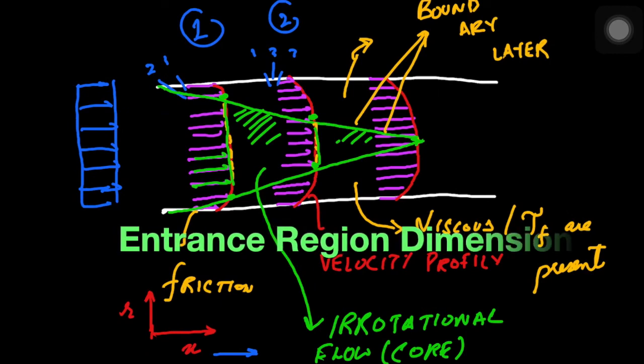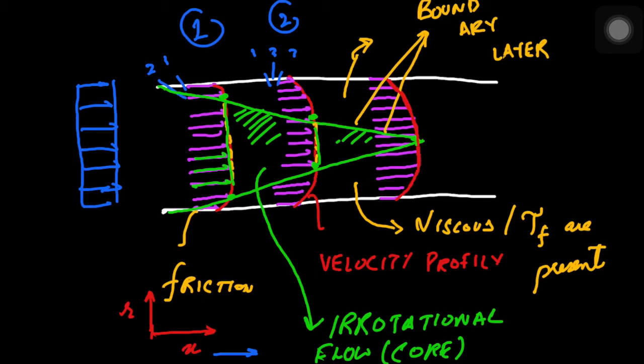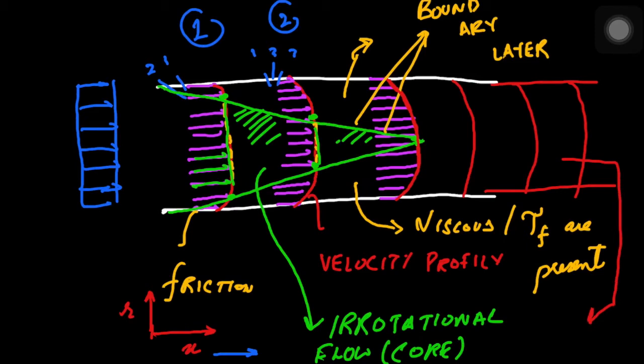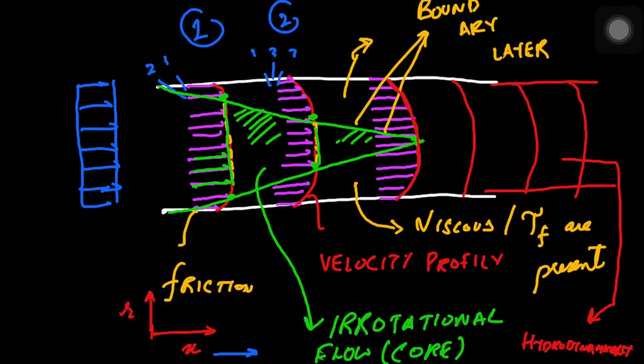So what happens after the boundary layer develops? After this velocity profile is developed, it remains the same, constant throughout the pipe. And once it remains constant throughout the pipe, it is called fully developed flow. Because the velocity profile has developed, it is called hydrodynamically fully developed flow.